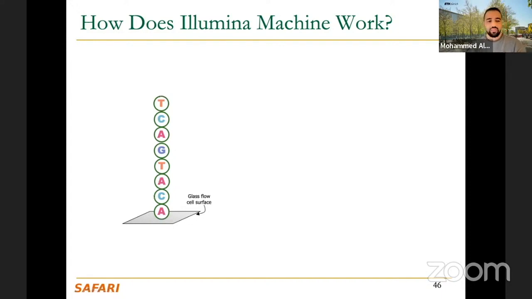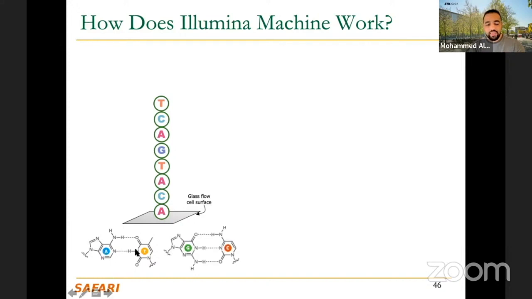How does the sequencing start? We know that A always binds with T. A is adenine, T is thymine, because they have 2 hydrogen bonds, so they can always bind together. The same thing with guanine and cytosine. They have 3 hydrogen bonds, so they always bind together. And we leverage this information to do the sequencing.